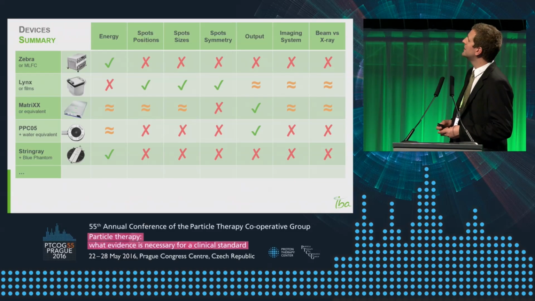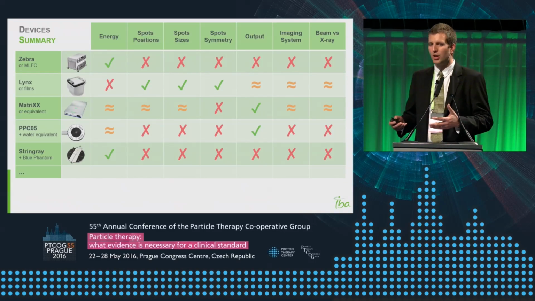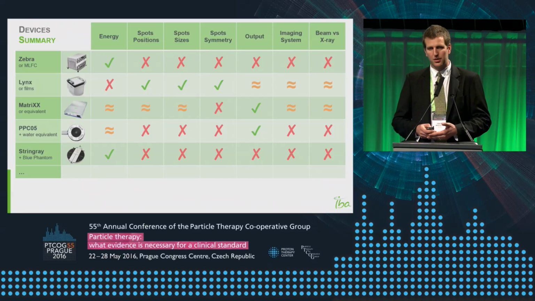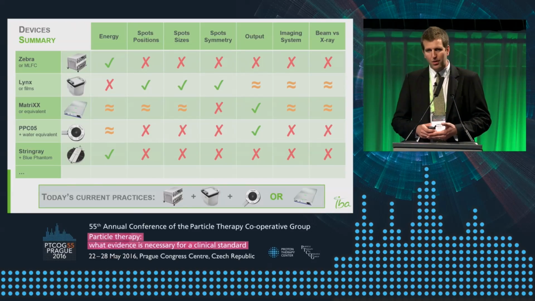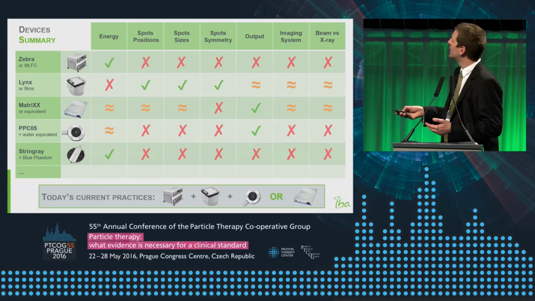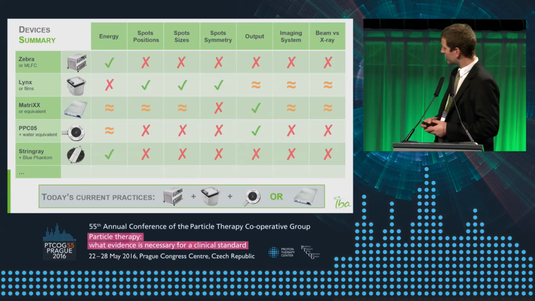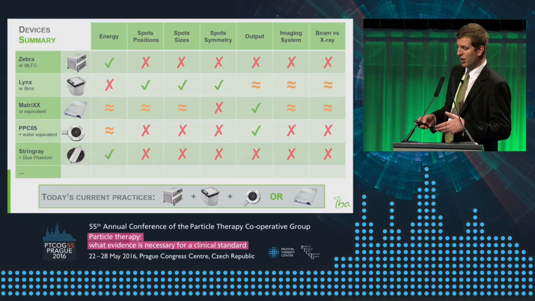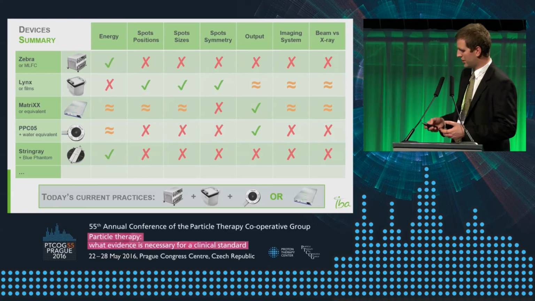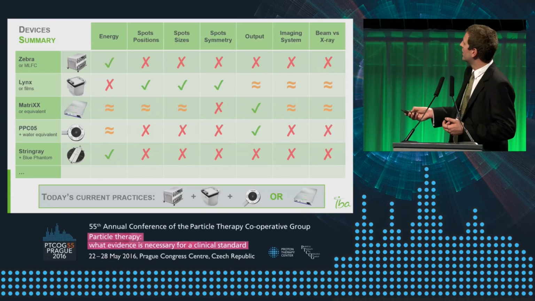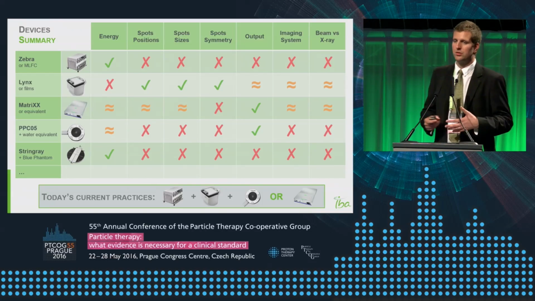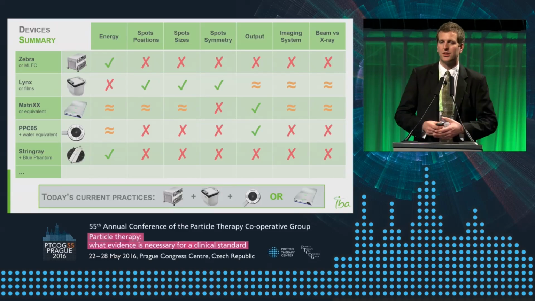So a summary of this is that we noticed there were basically 2 schools of thought today. Some people using basically 1 device after the other to measure very accurately their parameters. So they will go from a Zebra to a Lynx to a parallel chamber. And then there is another school of thought, which is about using a device such as a matrix, for instance.